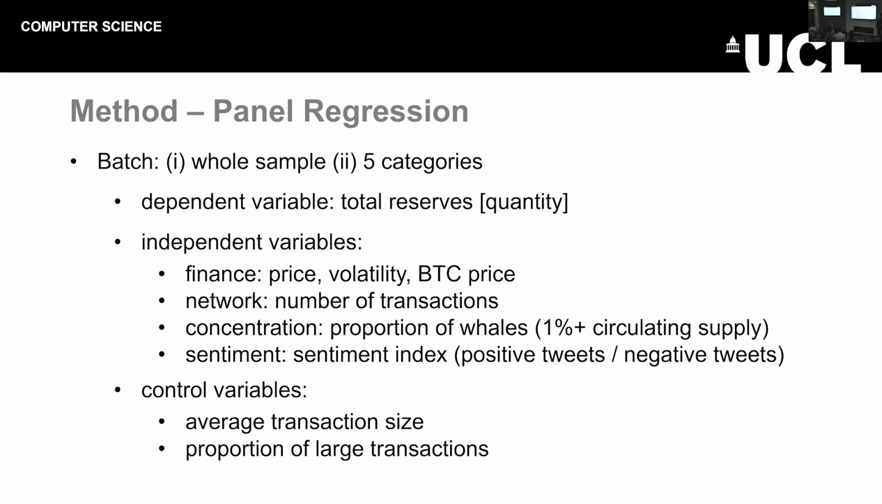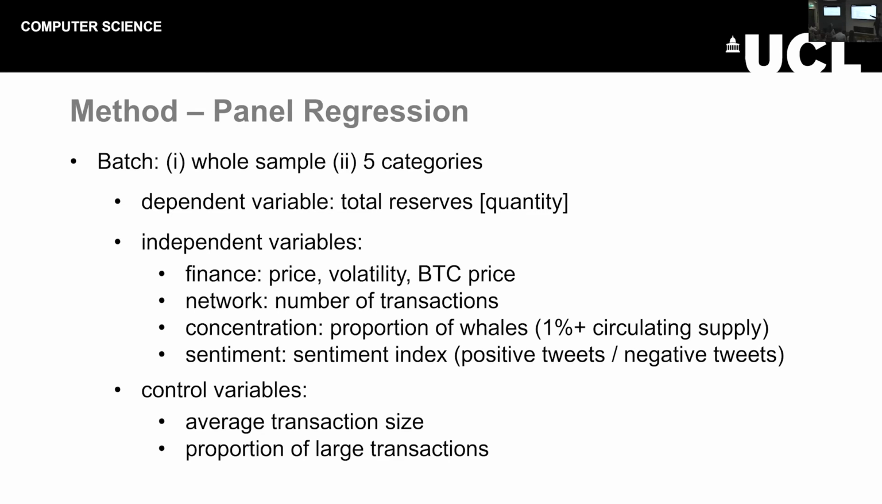batches. The first is on the whole sample, and the next is for the 5 other categories. And we set the dependent variable as the total reserve of tokens to evaluate the liquidity, even though many investors think it makes more sense to measure in dollars by the amount of trading. But actually the quantity of the total reserves is more sensitive in our case.